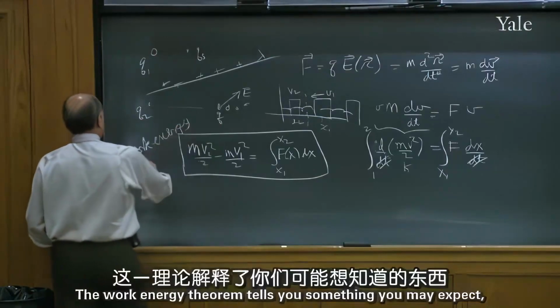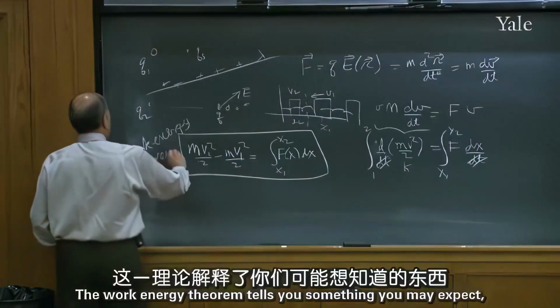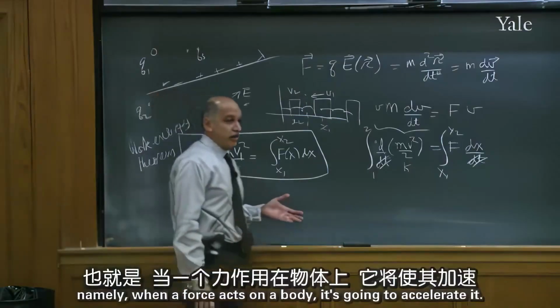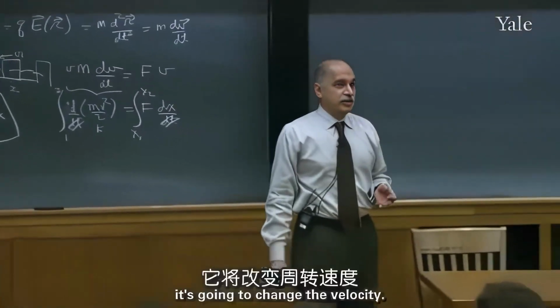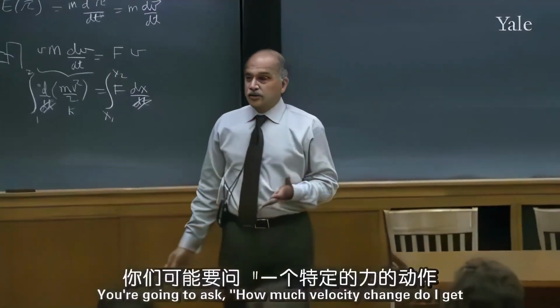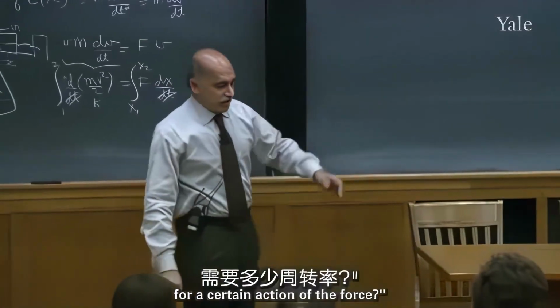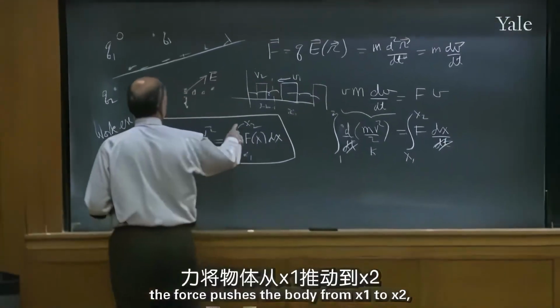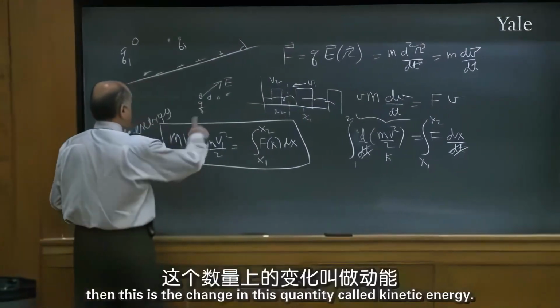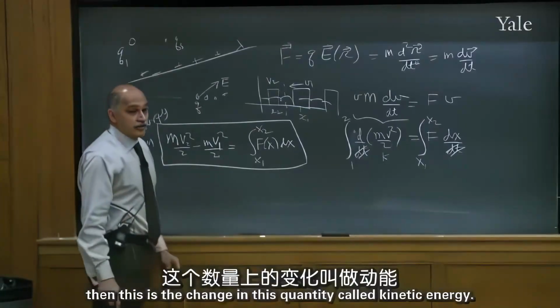The work energy theorem tells you something you may expect. Namely, when a force acts on a body, it's going to accelerate it, it's going to change the velocity. So you can ask, how much velocity change do I get for a certain action of the force? And the statement is, if the force pushes the body from x1 to x2, then this is the change in this quantity called kinetic energy.